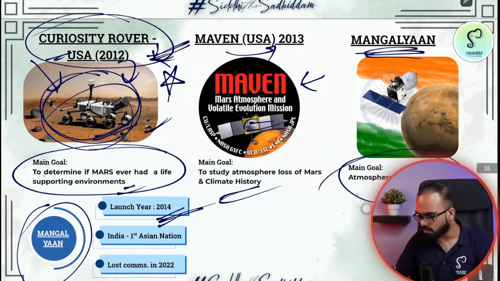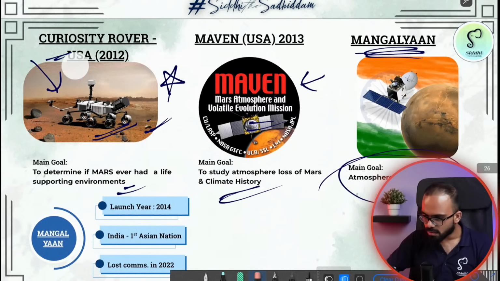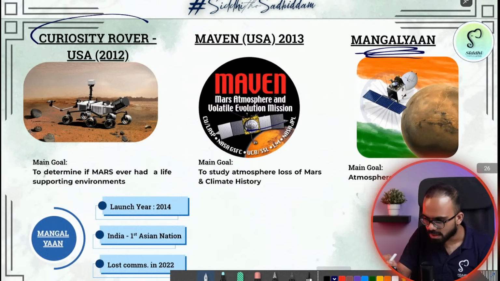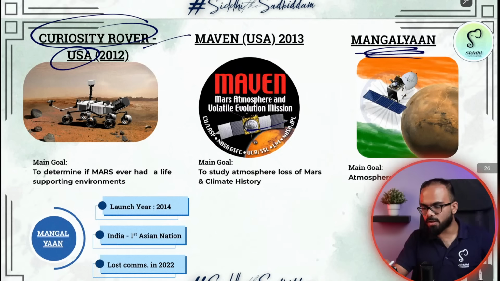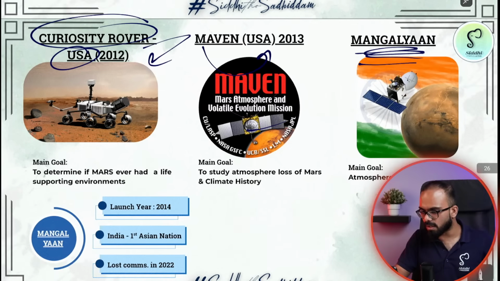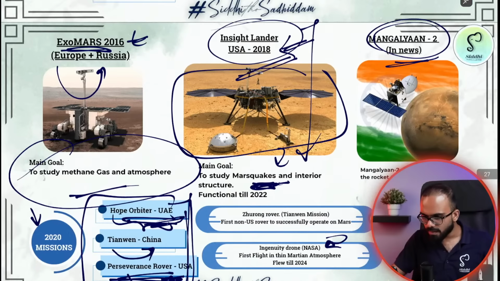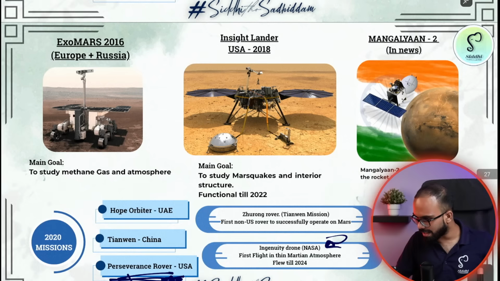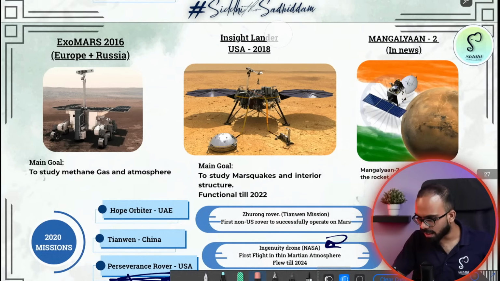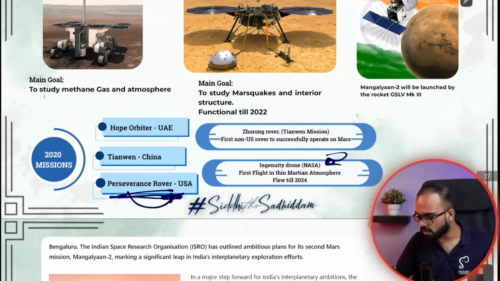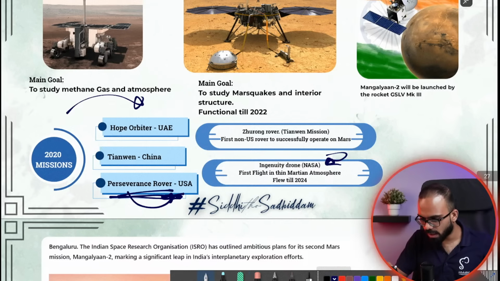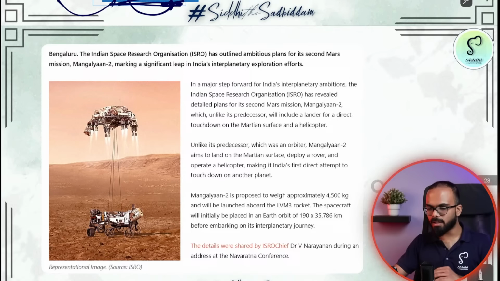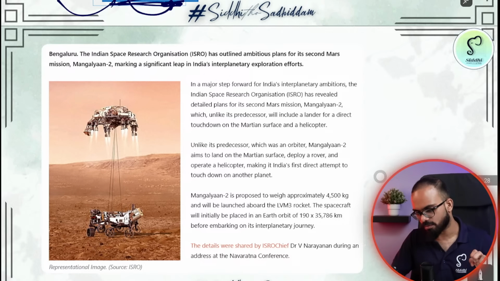In these slides, what you have to study is very simple. You have to study what is Curiosity, what is the rover or the project, and the country. For example, Curiosity, USA; Maven, USA; Mangalyaan, India. Then ExoMars, Europe and Russia; InSight Lander, USA; Mangalyaan again, India. Then you have to study about Hope Orbiter of UAE, Tianwen, China, Perseverance of USA. These are the kind of questions that they will ask you, right?